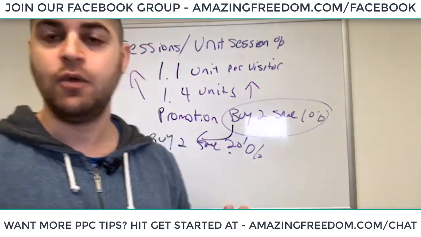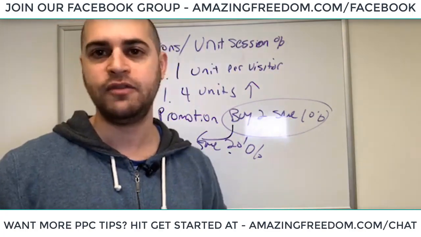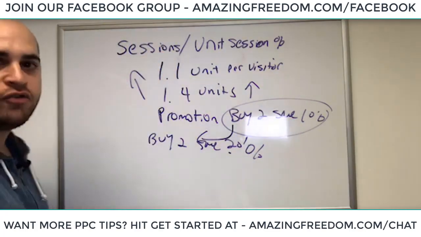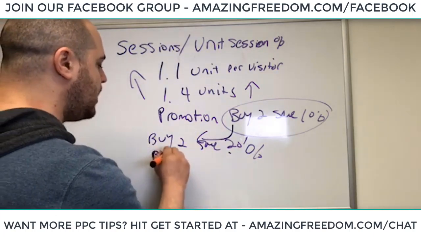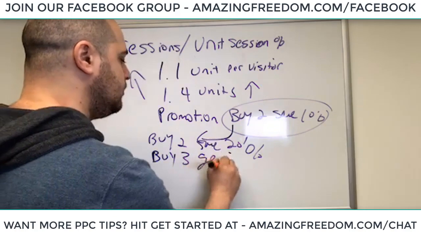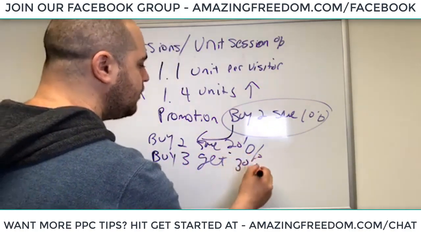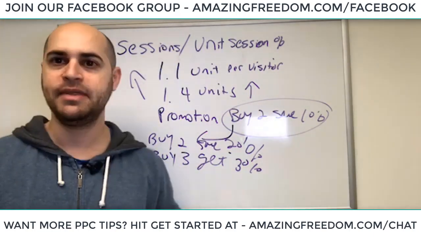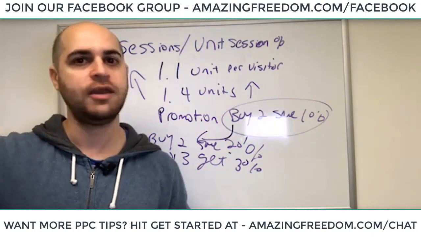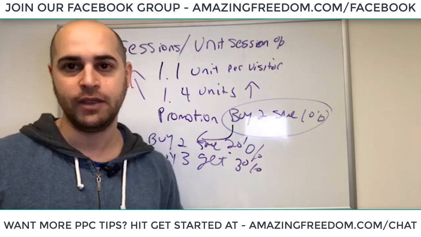What's another thing I could do? Well, I can incentivize people to buy more than 2 units, right? I can have a promotion that says buy 2, get 20% off, or buy 3, get 30% off, right? You want to look at your margins and you want to see if it makes sense, right? But these are some things that you could be doing that are just going to increase your unit session percentage really without doing anything else.